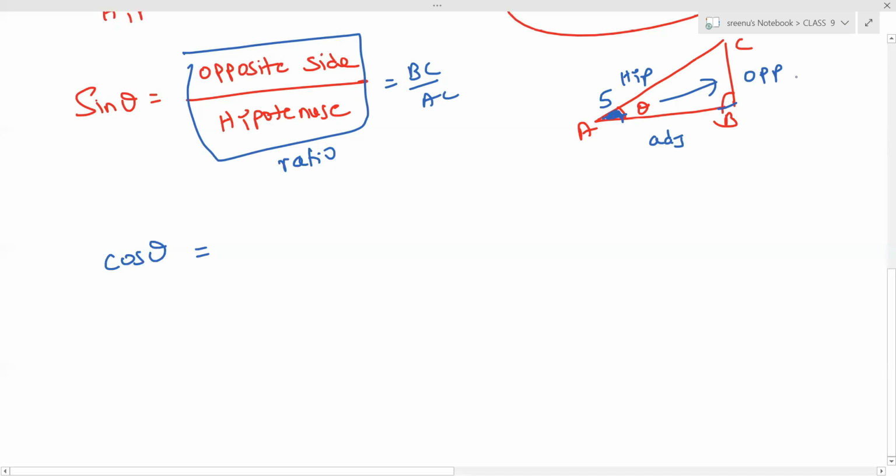Sir, in an isosceles triangle, what is the hypotenuse? In an isosceles triangle, we can't say hypotenuse, because only in a right angle triangle do we have the hypotenuse. That's what trigonometry deals with, only right angle triangles. Only in a right angle triangle can we name hypotenuse, opposite, adjacent, and in other triangles we can't name them. In an equilateral triangle, we will say all the sides are equal. And here I will write 3 by 4.